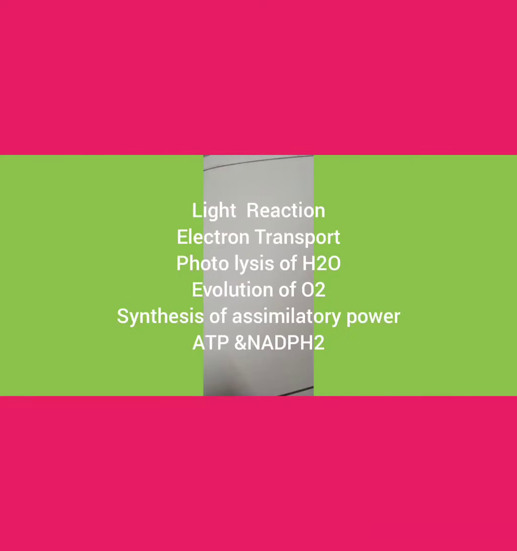Like this, during light reaction, what are the main events? The electron transport occurs, that is non-cyclic and cyclic electron transport. Then photolysis of water, by which evolution of oxygen occurs, and synthesis of assimilatory power, that is ATP and NADPH2, occurs. By utilizing this assimilatory power in the dark phase, synthesis of glucose, that is food materials, occurs.